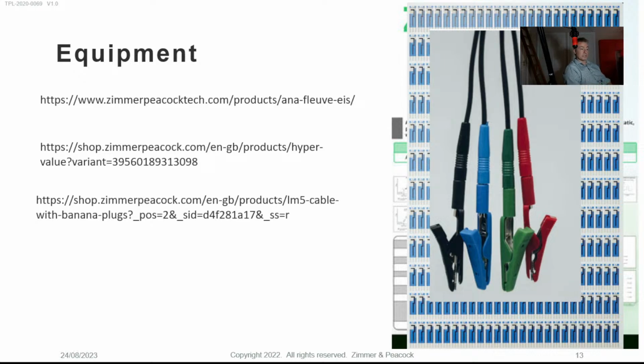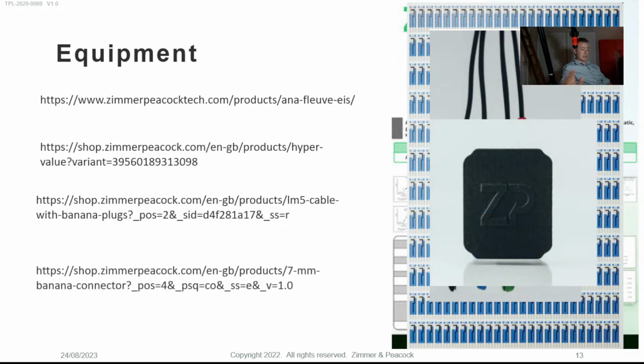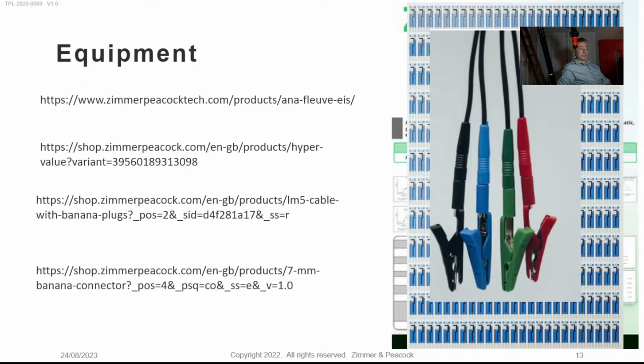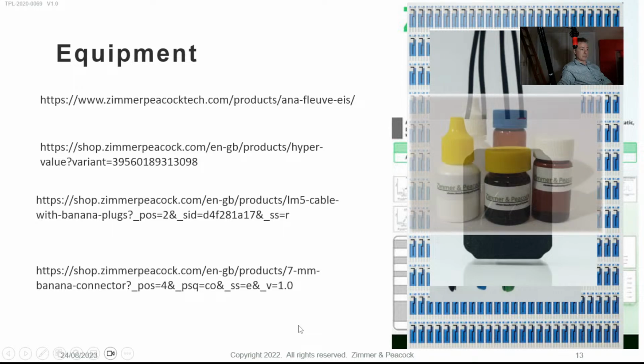This is what I've linked to, the cable that goes between that potentiostat, which is an EIS version, and you need a connector. If you're using ZP's potentiostats, our banana plugs have 2mm banana plugs, and therefore I've given you a link to a connector which has a 7mm slot, which will take our screen printed electrode with 2mm female banana plug orifices, so you can plug the cable into it. So that would be the kind of setup I'd recommend.